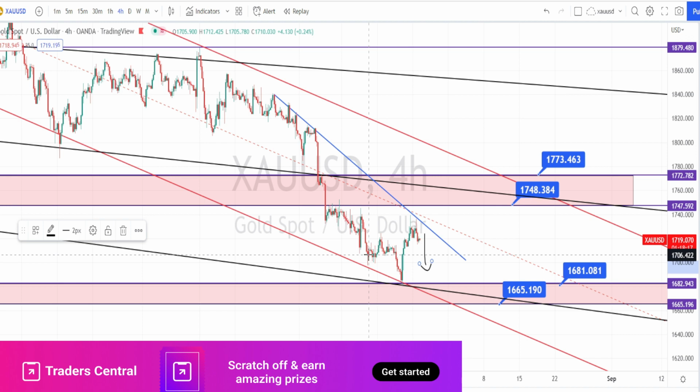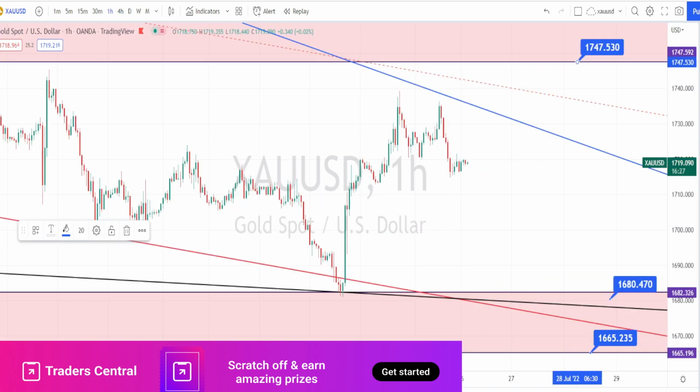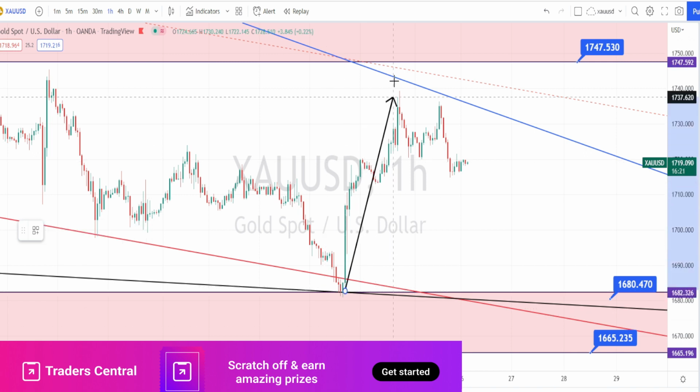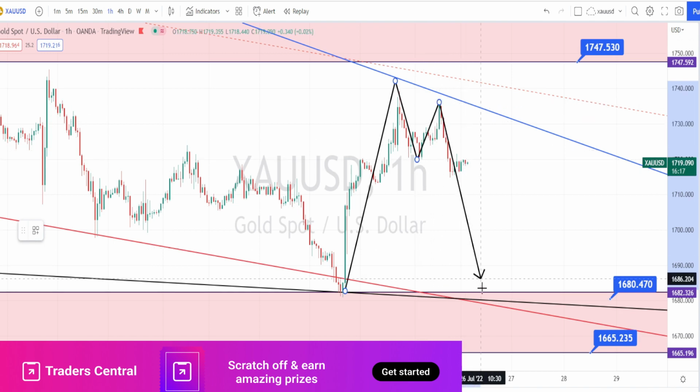Let us do the analysis in hourly time frame. I'm in hourly time frame now. When we look at the price action in hourly time frame, currently we can clearly notice that the price action has formed a double top pattern and it is on a retracement in hourly time frame.